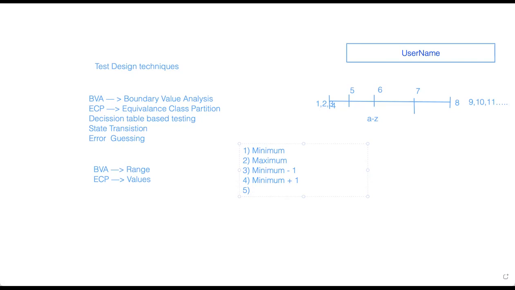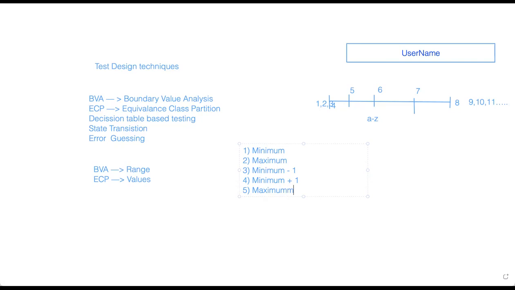Now let's go to the maximum plus 1, which is 8 plus 1. So 9 is fail. Expected is fail. Like 10, 11, 12, etc. also fail. And also similarly test with 8 minus 1.